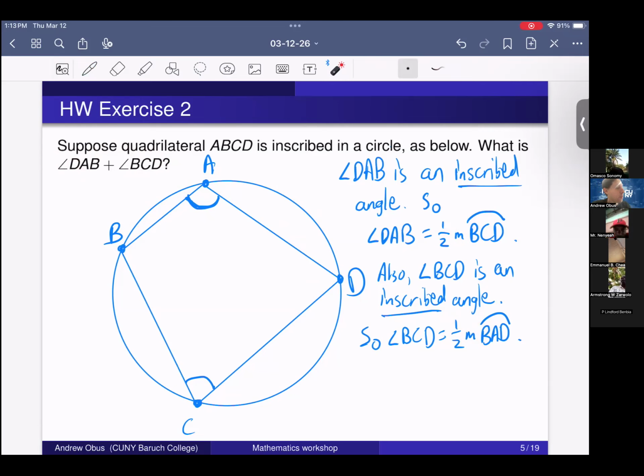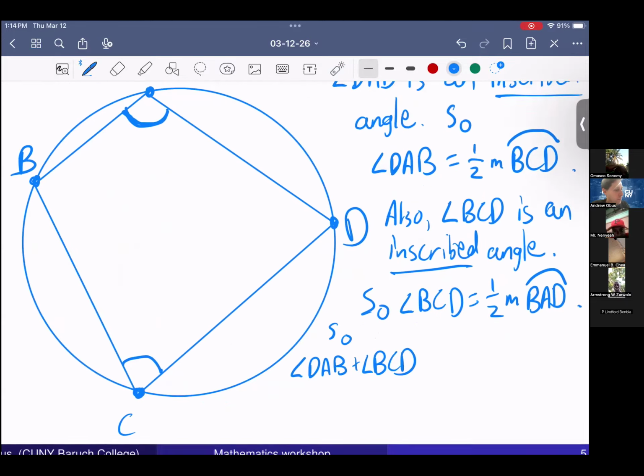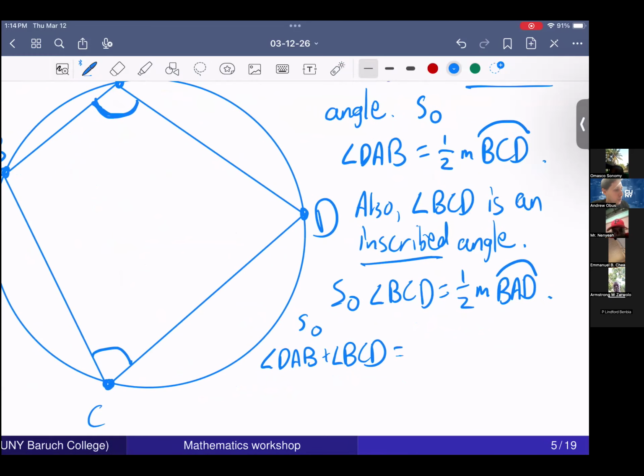So let's see what happens when we add them together. We get that angle DAB plus angle BCD is equal to 1/2 the measure of arc BCD plus 1/2 the measure of arc BAD. I'm just adding the two equations together. Well, I can factor out the 1/2. So that's 1/2 times the measure of arc BCD plus the measure of arc BAD.